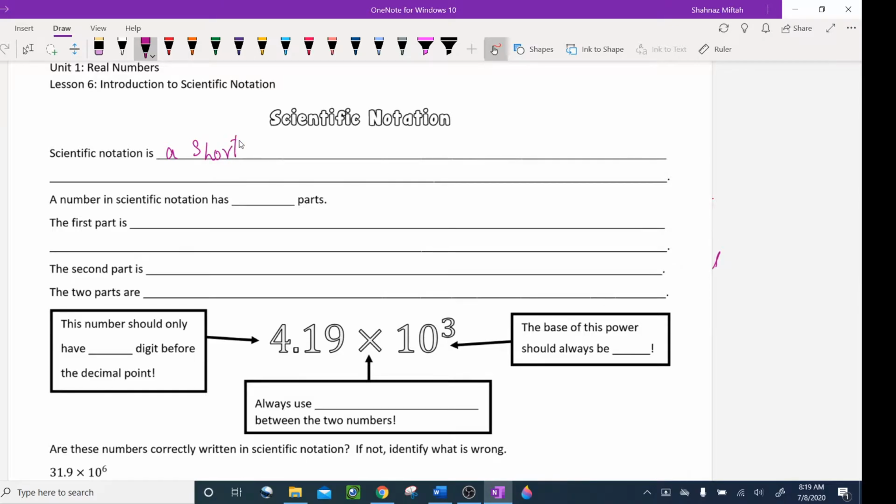Scientific notation is a shorthand of writing numbers that are either very large or very small.